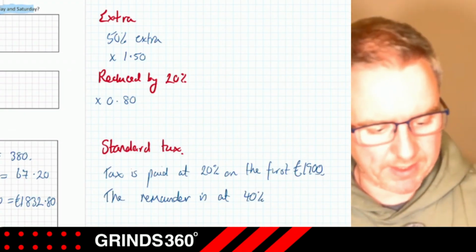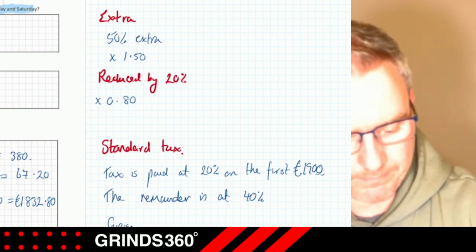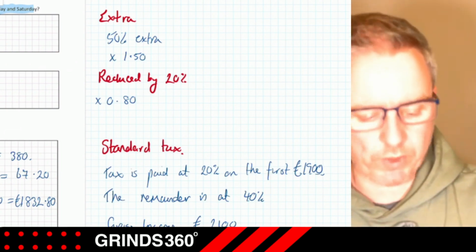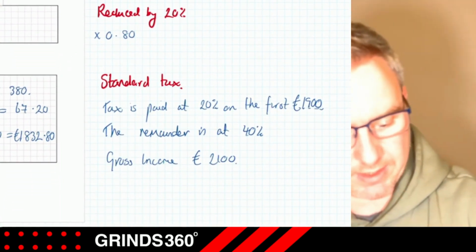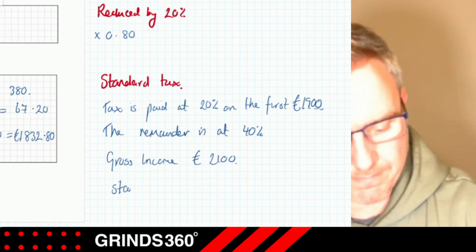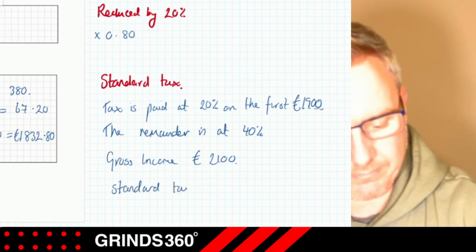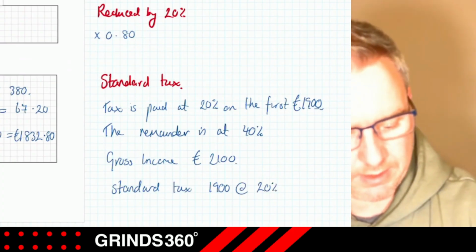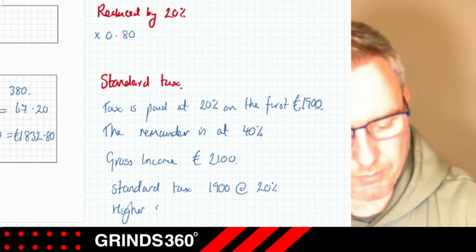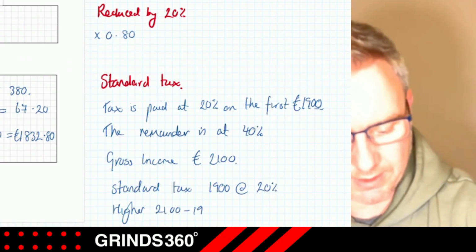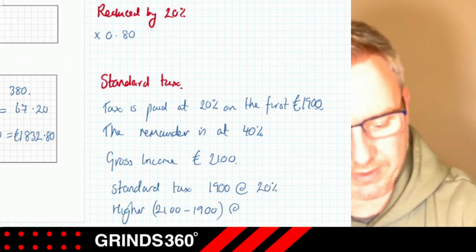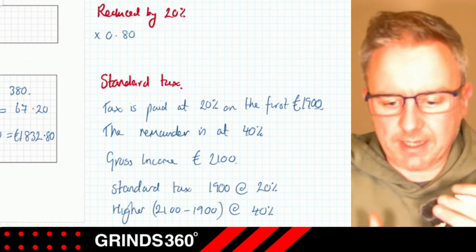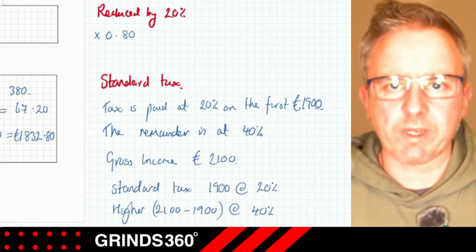So our job then is, say if they tell us that the gross income was 2,100. When we do that, what we need to set up then is our standard tax, 1,900 at 20%, and then the higher will come along, we'll say 2,100 minus that 1,900 euro, and that's going to be at your 40%. So that's what they do. And that's the little step that you need on it then. So we're keeping an eye on that.